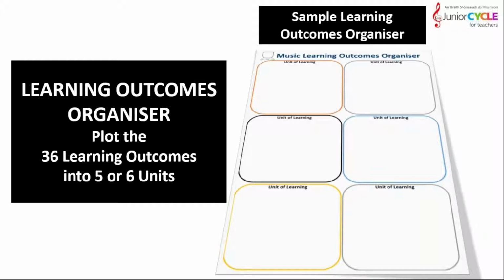These 6 units could happen like this: September to Halloween, Halloween to Christmas, Christmas to midterm, midterm to St. Patrick's Day, St. Patrick's Day to Easter, and Easter to June. Some teachers prefer to plan for 5 units, and we will show you a suggested planning tool you could use for this approach later in the webinar. Whichever number you decide, here is a graphic organizer to help you link your learning of the 36 learning outcomes into the required number of units.